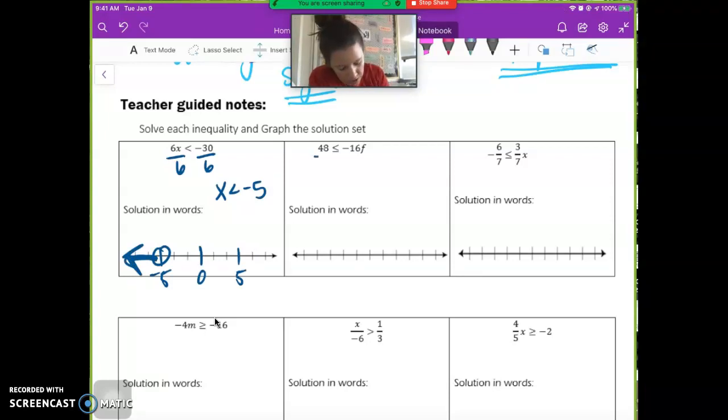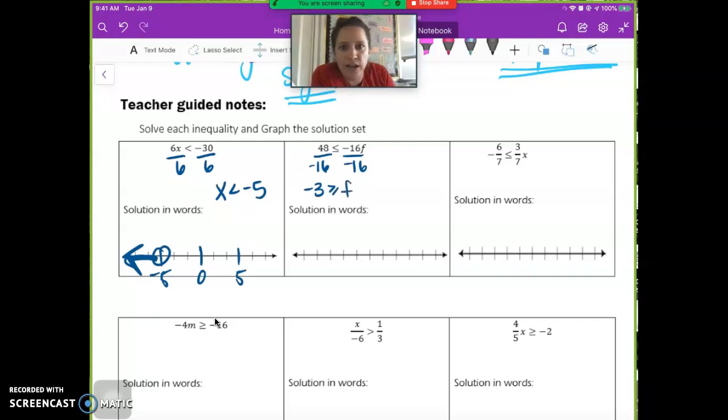Okay, let's look at this one. Divide both sides by negative 16. You are dividing by a negative number. The sign needs to flip. So negative 48 divided by negative 16 is negative 3. So I have negative 3 is now greater than or equal to f.